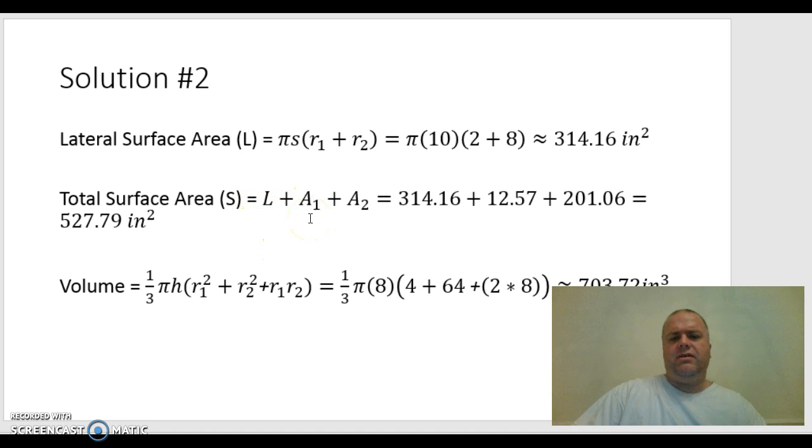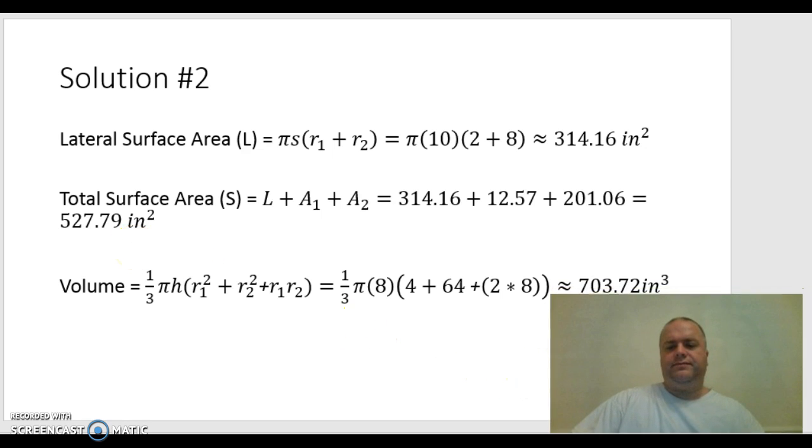And the total surface area is going to be that lateral surface area that we just computed, plus the area of the two bases. So that's going to be the lateral surface area of 314.16, and this would be pi r squared here, where my radius is 2. So I would do 2 squared, which is 4, times pi, which is approximately 12.57. And then here I'm going to do the pi r squared with the bottom base, which has a radius of 8. So that'd be 8 squared, which is 64, times 3.14, which comes out to approximately 201.06. Add those together, and we get the 527.79 square inches.